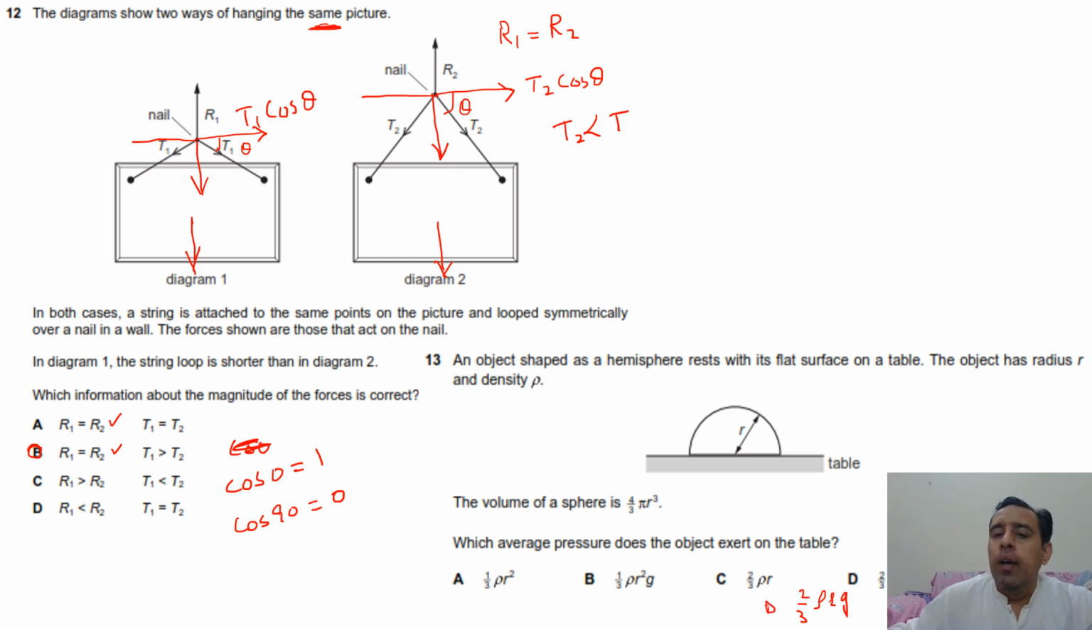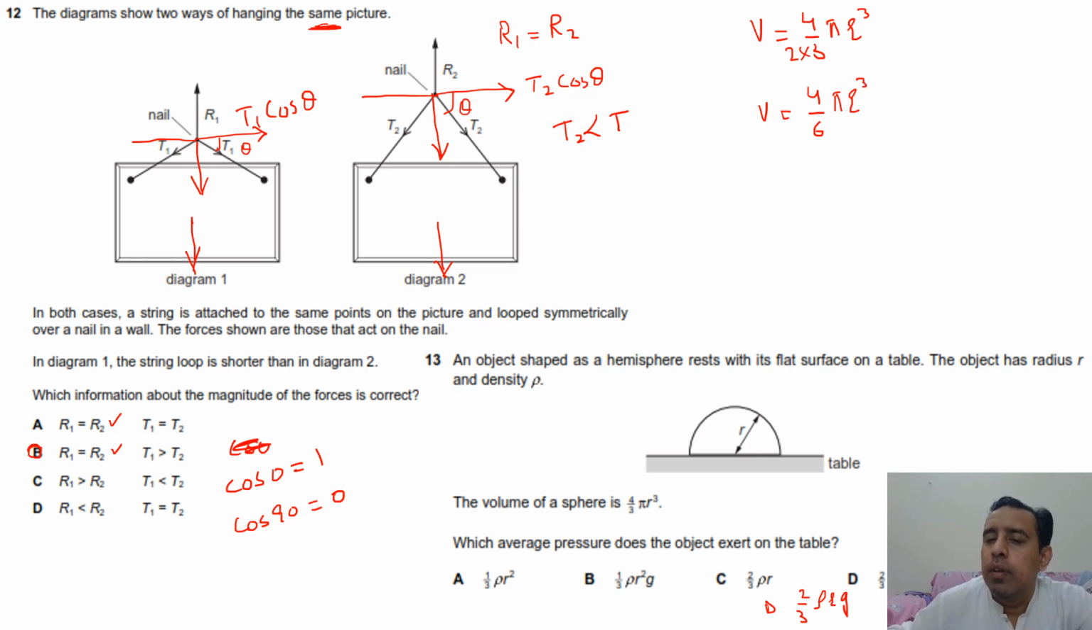Now, an object shaped as a hemisphere rests on the flat surface. The object has radius r. The volume of the sphere is 4 over 3 pi r cube. We are going to solve this question. Volume is 4 over 3 pi r cube, but for this particular body, this is a hemisphere, means half of the volume is required, so divide this volume with 2. Hence V is equal to 4 over 6 pi r cube is the volume.